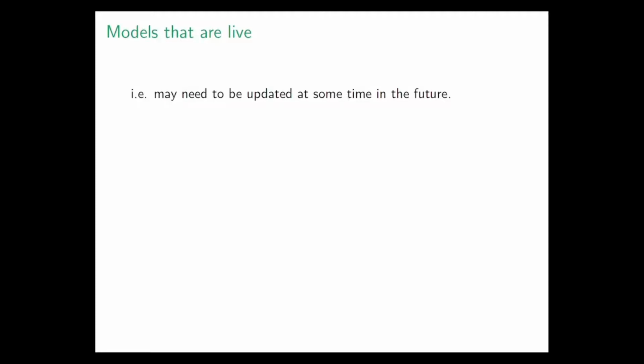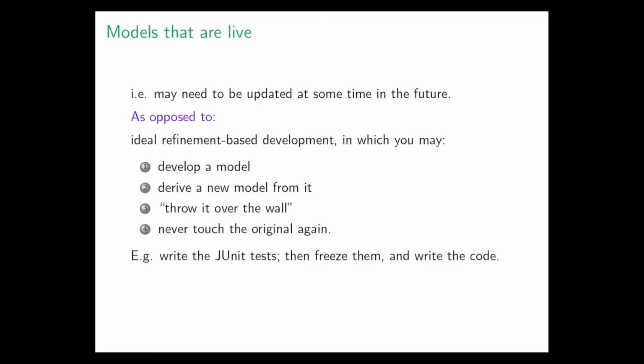What we mean by saying that a model is live is that it may need to be updated at some time in the future, as opposed to the kind of situation that you might have in an ideal or idealistic refinement-based development, in which you might imagine that you would first develop a model and then derive a new model from it and throw the new one over the wall and never need to touch the original again. Okay, we know that that doesn't really happen very often in real life.